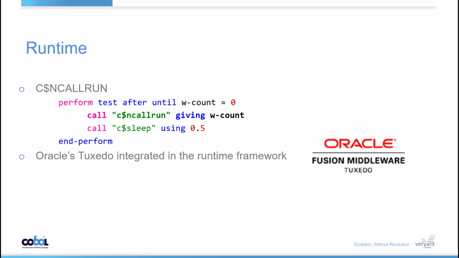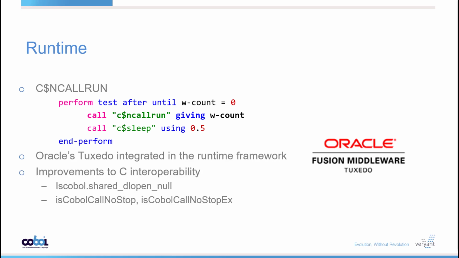Oracle's Tuxedo is a middleware application server that connects applications written in multiple languages or using different databases. Iscobol 2021 R1 is qualified for Tuxedo 12, and it can communicate with Tuxedo through either calls to Tuxedo's C routines or using object-oriented programming Java methods. Now, part of that qualification was adding a new configuration variable and two new C API functions to handle the stop run statement at the end of the Cobol programs.